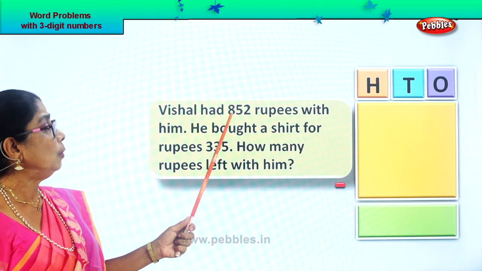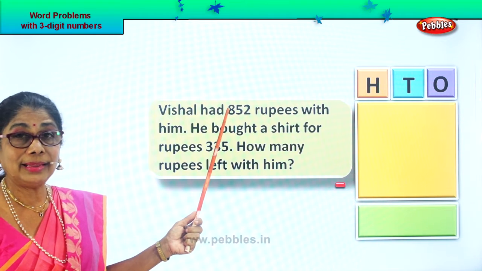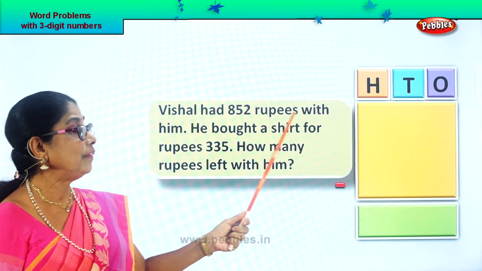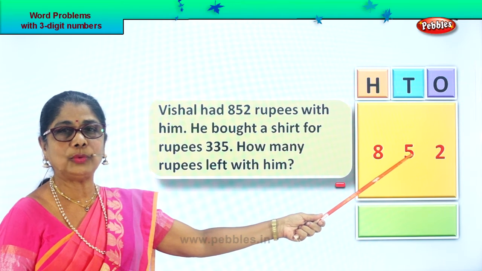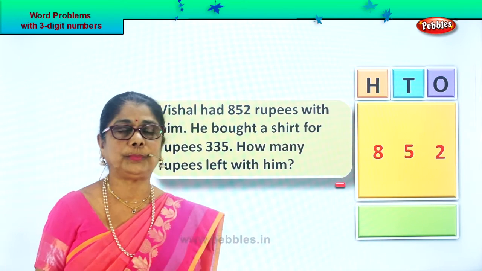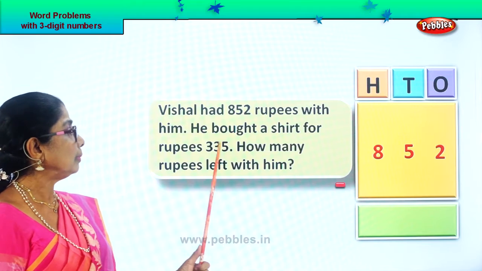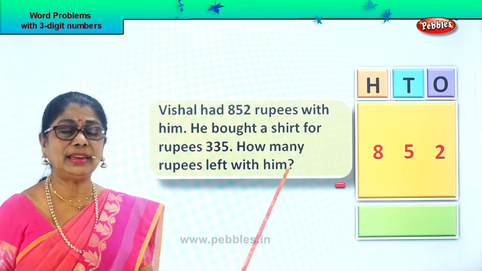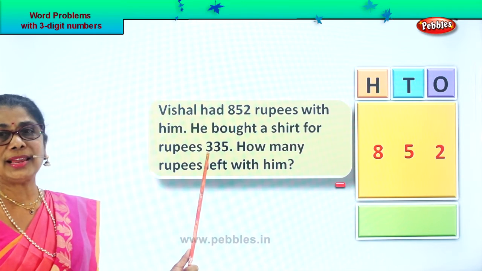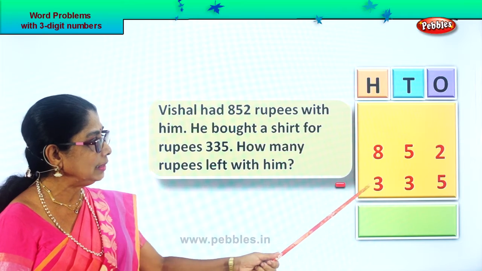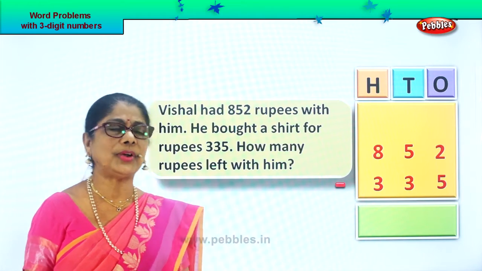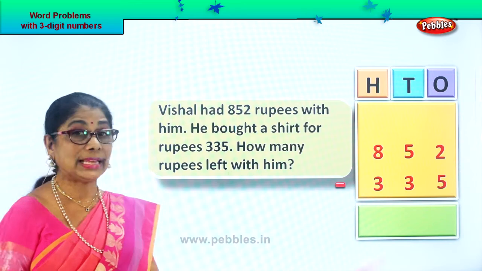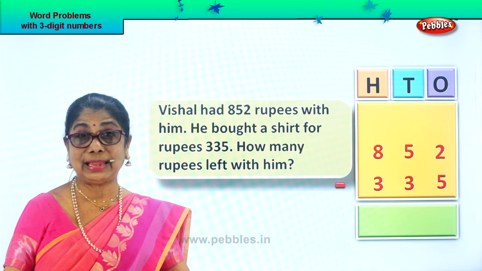The amount Vishal had is 852 rupees, so we write it here. Now the amount spent on a shirt is 335 rupees, so minus 335. We are supposed to find out how many rupees are left with him, what balance he has.